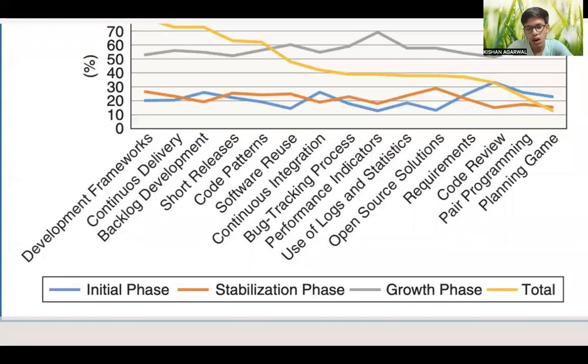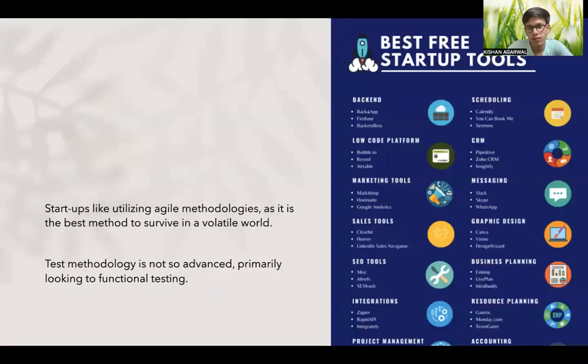This is the data of startups in different phases: initial phase, stabilization phase, and growth phase, and using different software tools. Test methodology is not so advanced, primarily looking at functional testing. These are some of the best free startup tools which a startup can use.